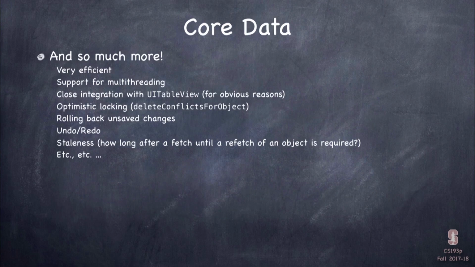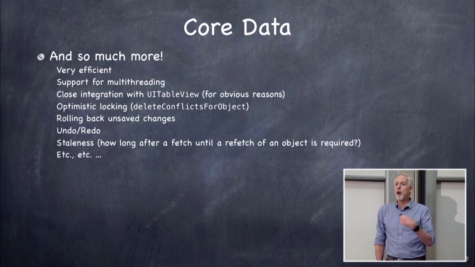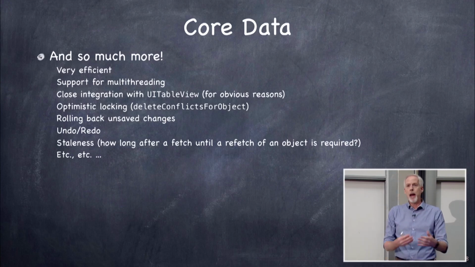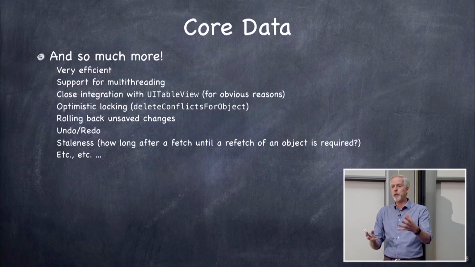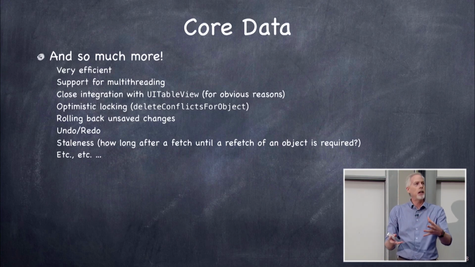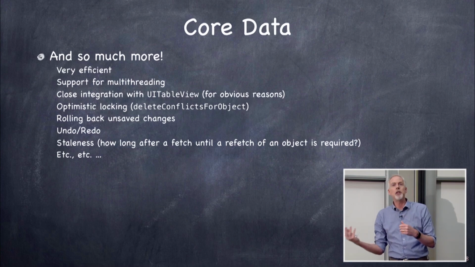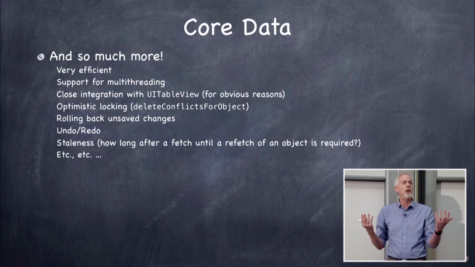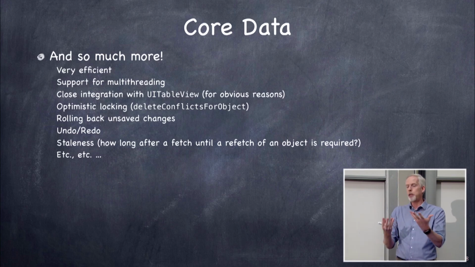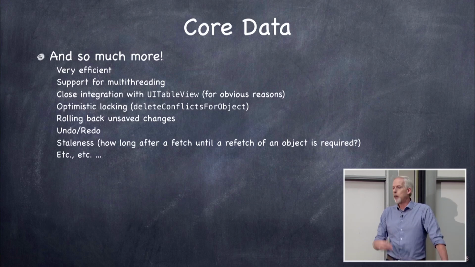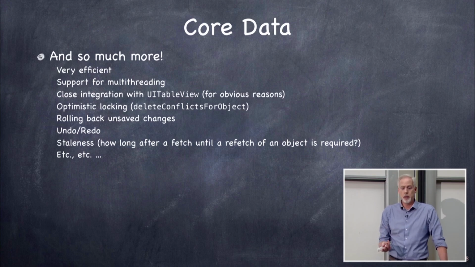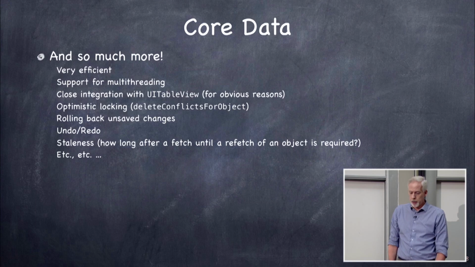And Core Data can do so much more. It has great support for multi-threading. It has a very close integration with UI table view. As you can imagine, you often might want the information from the database to appear in a table. You can even set it up so a table is always showing the result of a fetch request, even if the database changes from underneath. Just automatically updates the table. And you don't have to do anything in your code. Just say what fetch request you want associated with the table. It does lots of good databasey things like optimistic locking and rolling back changes. You can do undo, redo really easily with the Core Data.